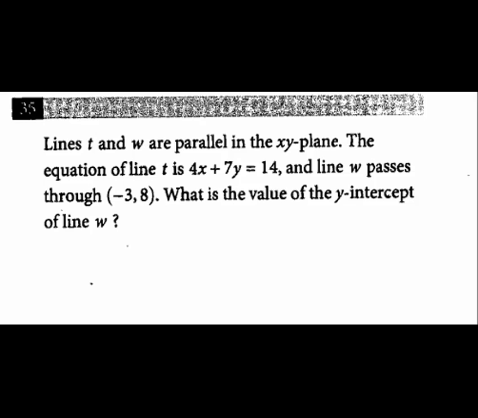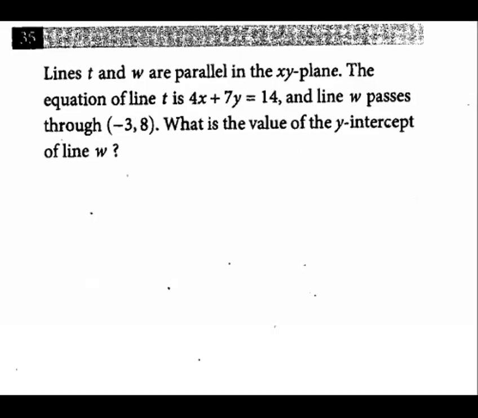Okay, so for question 35, we have two lines that are parallel, so that means same slope. Equation of Y T is 4x plus 7y is 14. So first, to find the slope, you could just use decimals and plot this, or alternatively, you can also just find what y equals. So in this case, it would just be 14 minus 4x equals 7y.